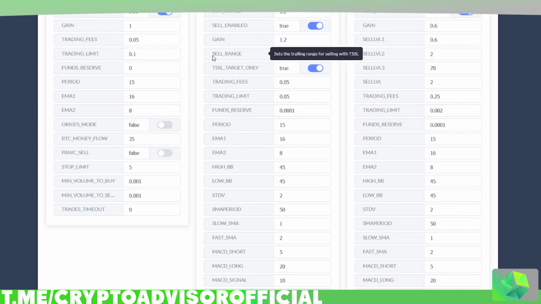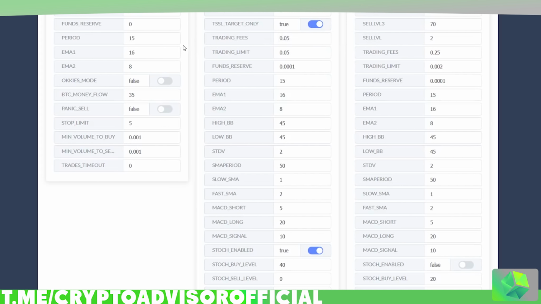And then sell range is the range for when it's selling. So if it's going up, then it will wait for it to go down 1% before selling. Once again, this is the same thing where it's looking to get the most amount of profit possible before selling. So if it's going up, instead of selling the second it goes up 1%, it waits for it to go down 1% in order to get the full movement. So that's the basics of TSSL.